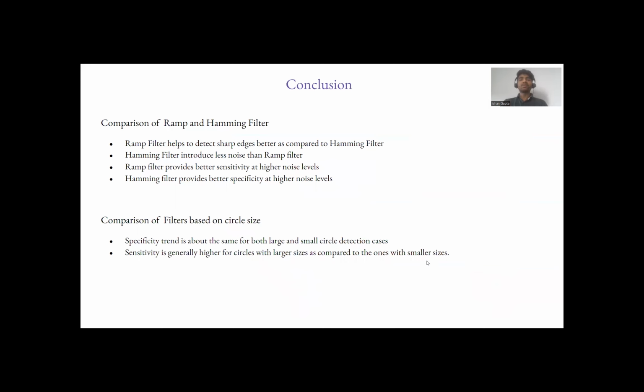This brings us to the conclusion that the Ram-Lak filter helps to detect sharp edges better as compared to the Hamming filter, whereas the Hamming filter introduces less noise than the Ram-Lak filter. Also, the Ram-Lak filter provides better sensitivity at higher noise levels, whereas the Hamming filter provides better specificity at higher noise levels. If we compare based on circle size, the specificity trend is about the same for both large and small circles, whereas the sensitivity is generally higher for larger circles as compared to smaller ones.